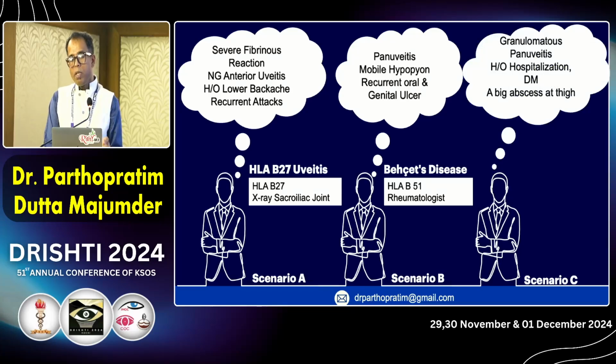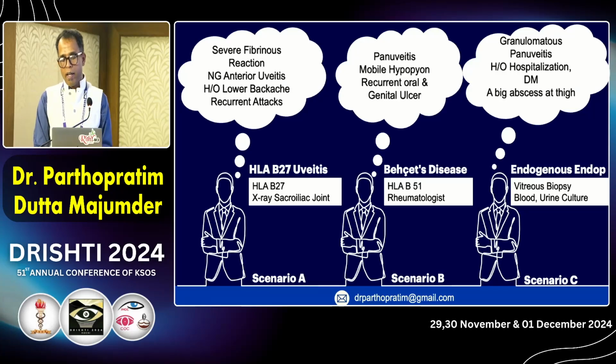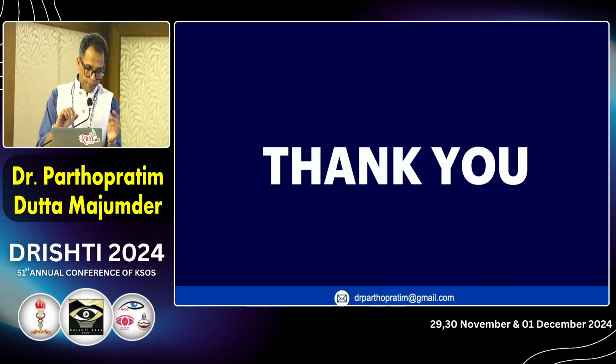Now let's assume the third one: a patient with granulomatous panuveitis, with a history of hospitalization a few days back. Our patient is a known case of diabetes mellitus and also gives a history of septic foci elsewhere in the body. In such a scenario, as Risha nicely showed you, it is a case of endogenous endophthalmitis, the probable diagnosis. So what we will do is a vitreous biopsy, and send the patient for blood and urine culture. Thank you.